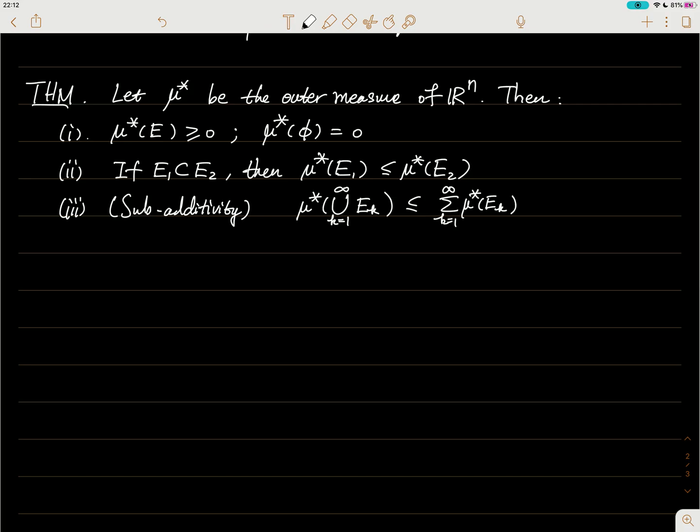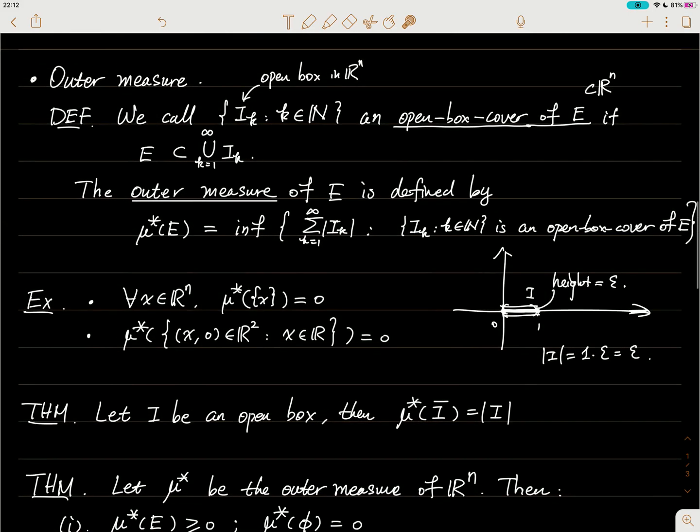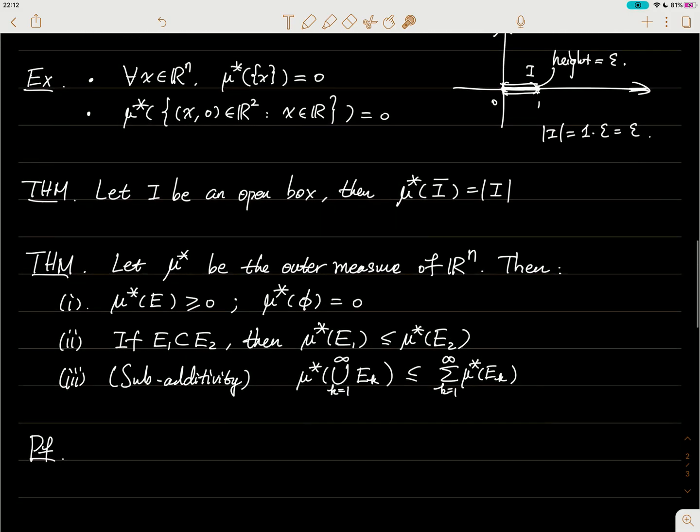Especially the first two are really trivial to get. For the first one, as the definition says, this is the infimum of positive numbers, so this must be greater than or equal to 0. So the outer measure maps any subset of Rn to some non-negative number. That's very clear. And the outer measure of the empty set must be 0.